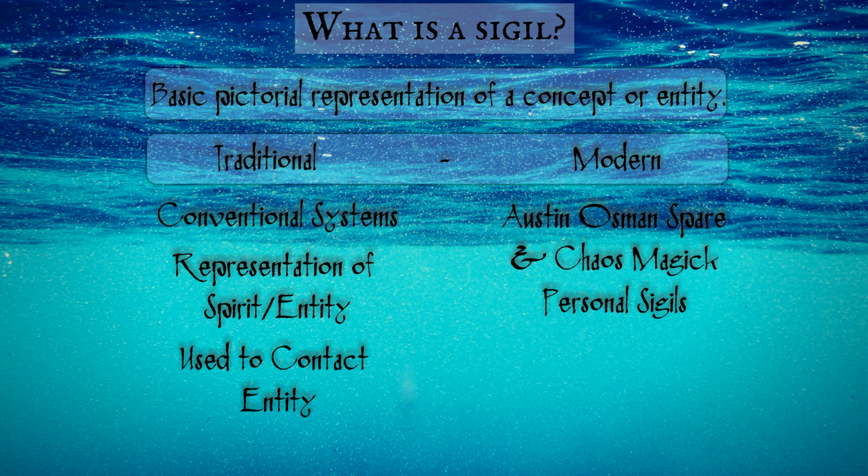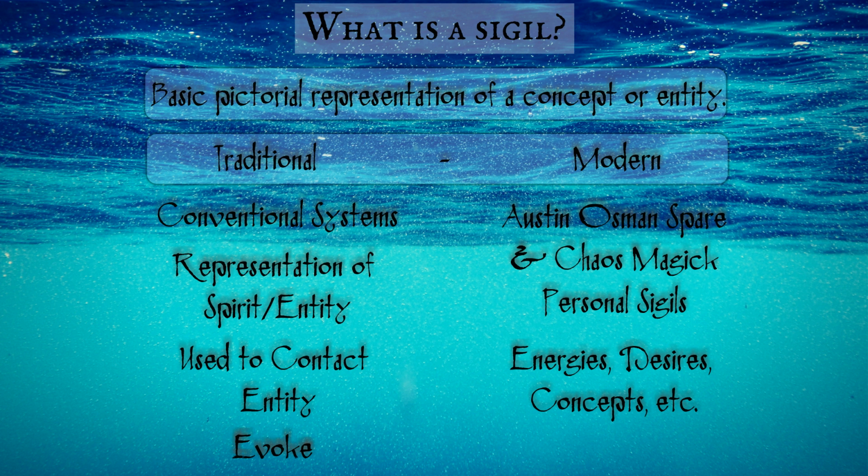In the modern system, the sigils do not represent certain entities for the most part, but instead represent energies, desires, concepts, or objects that the creator of the sigil wishes to represent. It can also be said that traditional sigils are used to invoke an entity or force, thus remaining separate from the user itself, while modern sigils are used to invoke energies into oneself, which creates a direct link between the force and the inner self of the individual.